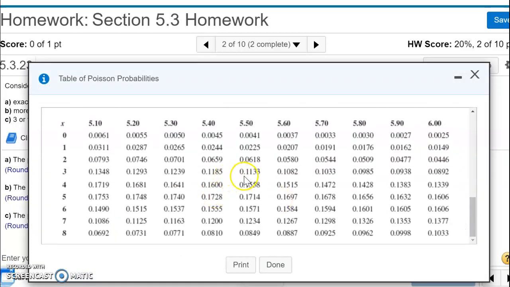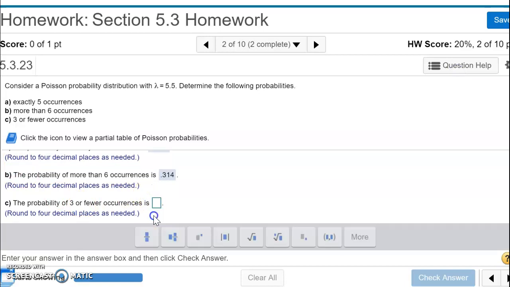Okay, the probability of 3 or fewer, go back to your table right where we were at 5.5. 3 or fewer means we're just going to add 3 and go down and add all those up. So 0.1133 plus 0.0618 plus 0.0225 plus 0.0041. Let's see. I got 0.2017.